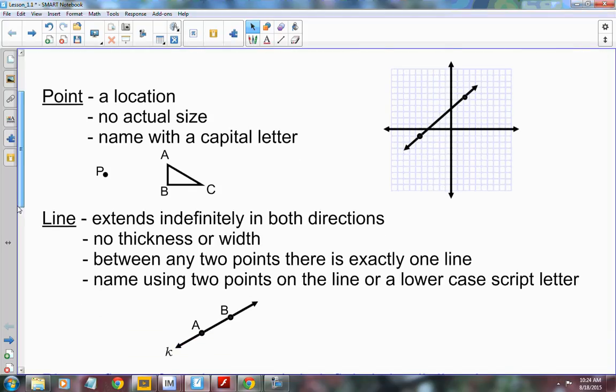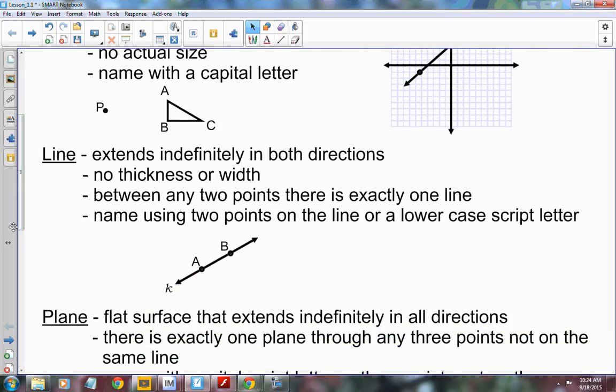Then you have your line, okay? And your line extends indefinitely in both directions. Even though you can't really see it, it goes on forever and ever and ever in both directions. You put the arrows at the end of the line, and that is what indicates that it goes on forever. Your line has no thickness, it has no width, okay? And in between any 2 points, there is exactly one line. So if you have 2 points, exactly one line can be drawn between those 2 points.